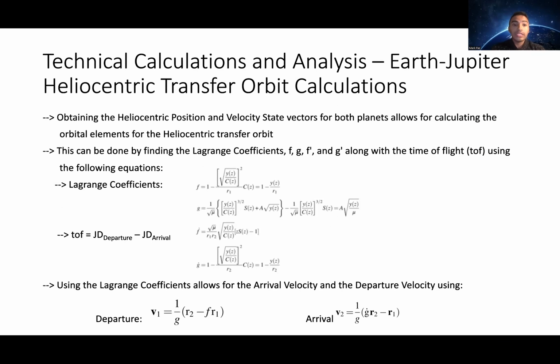After obtaining the heliocentric position and velocity state vectors for both planets, this will allow us to calculate orbital elements for the heliocentric transfer orbit itself. This can be done by first finding the Lagrange coefficients and plugging them into the equations shown below to find the departure velocity and the arrival velocity. Next slide.